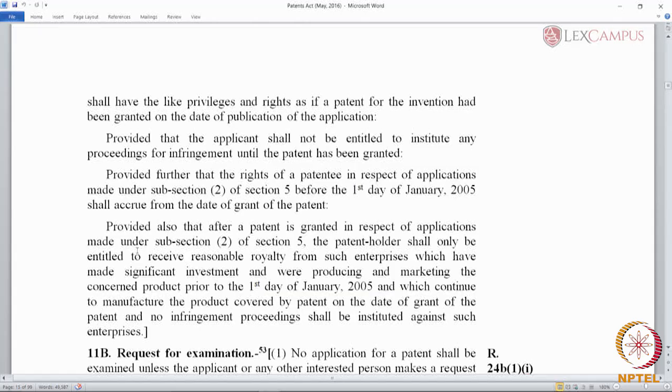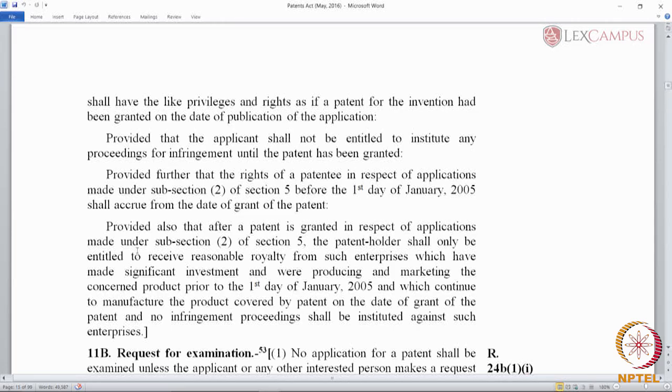So, you cannot stop a person, and we saw in 108(1) the two broad reliefs that a person can claim are a relief to stop the infringing activity or a relief in money compensation. Now, this proviso makes it very clear in a 5-2 scenario where the application is scrutinized after 2005, if there are manufacturers, in fact the language used is enterprises in the proviso, if there are enterprises which have made significant investment and were producing and marketing the concerned product prior to 1/1/2005.